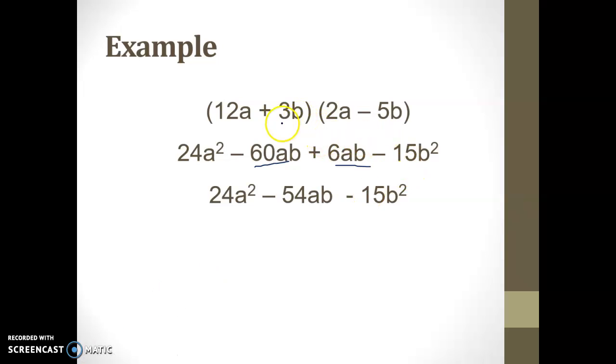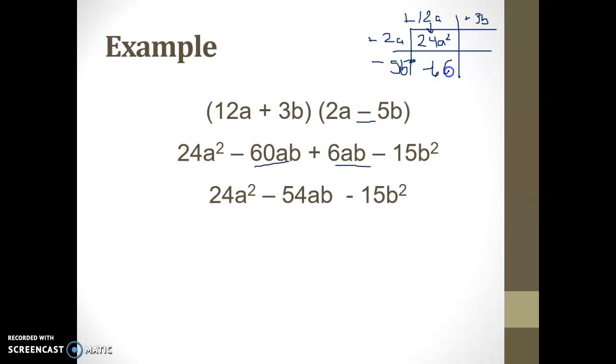Again, watch those signs. Now, we do have a negative sign. Let me show you how that works in this chart. We have a positive 12a, and we have a positive 3b. And we're going to multiply that by positive 2a and a negative 5b. Well, positive 12 times positive 2a is 24a squared. Positive 12a and a negative 5b is negative 60ab. So you can see that negative sign is going to work its way in there. So that might help you to keep track of those signs if you do it that method. If you're having trouble foiling, try the chart, see if that works better for you.